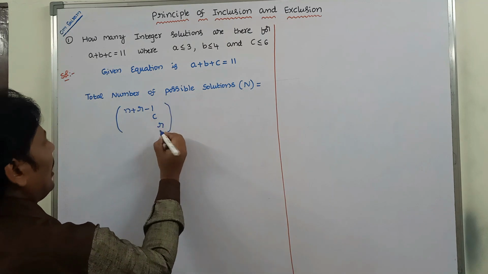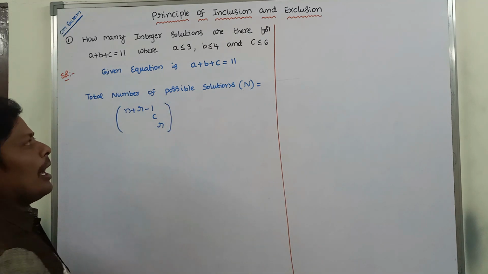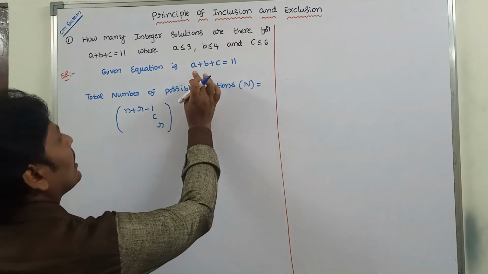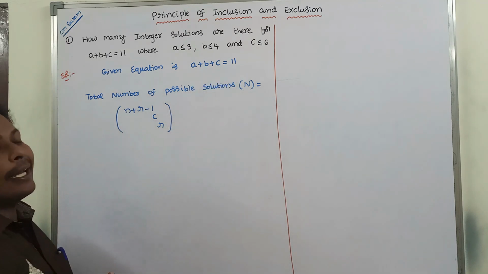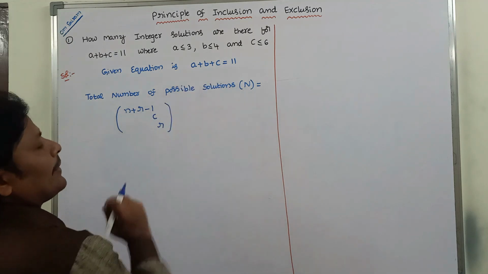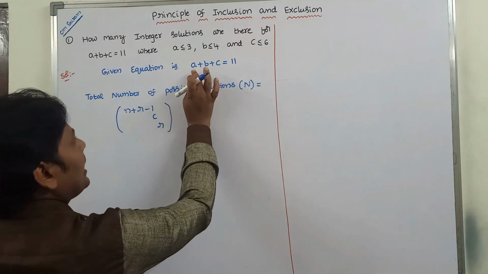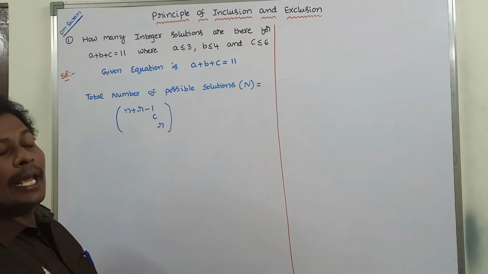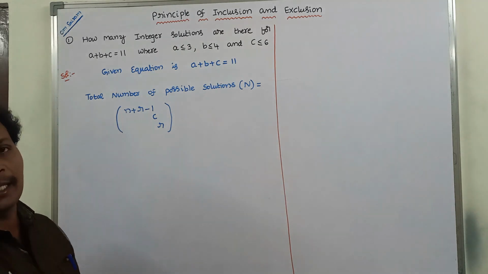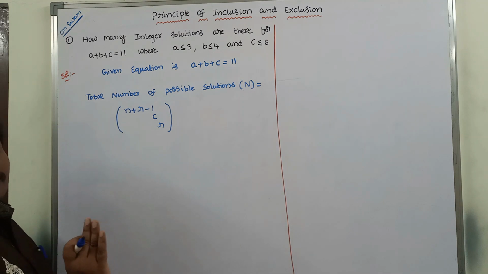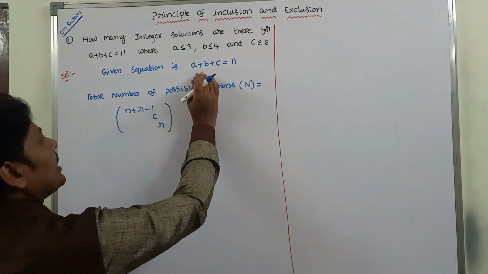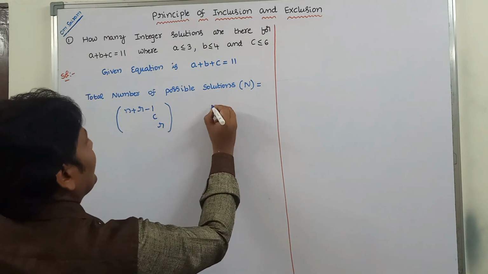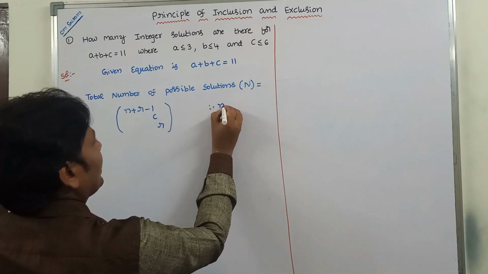This is the formula. So in that formula, what is the n value? N value is nothing but the number of terms in the equation on the left hand side. On the left hand side, how many terms are there? A is one term, B is another term, C is another term. So that is three terms, that is, three variables on the left hand side of the equation. Therefore, n is equal to 3.